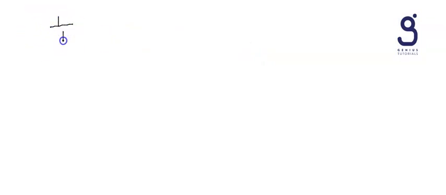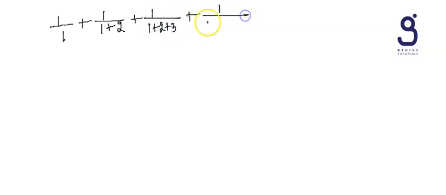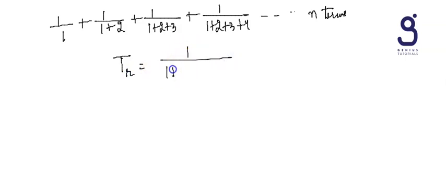Suppose we are getting 1 upon 1 plus 1 upon 1 plus 2 plus 1 upon 1 plus 2 plus 3 plus 1 upon 1 plus 2 plus 3 plus 4, so on up to, let's take, n terms. We need to find the sum of these n terms. How can we do that? We can find the general term, the rth term, and it will be 1 upon 1 plus 2 plus 3 so on up to r. You know that the sum of first r terms is r into r plus 1 over 2. It can be written this way.